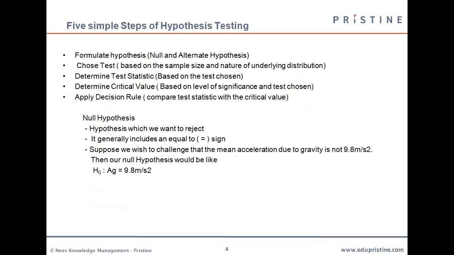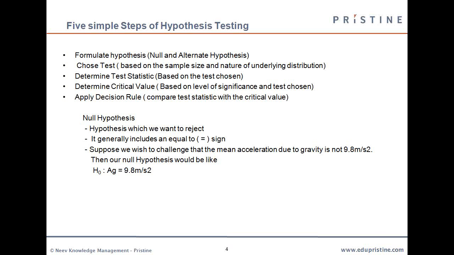The decision rule is very simple. It will compare the test statistic with the critical value. For example, if you have got a certain test statistic using a t-test or a z-test, you will compare that test statistic with the critical value of that test, and then we will arrive at a decision whether to reject the null hypothesis or accept the null hypothesis. The decision in terms of the hypothesis will always be either to reject the null hypothesis or to accept the null hypothesis.